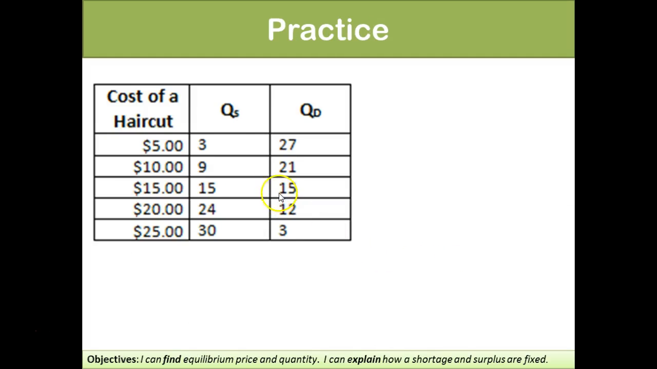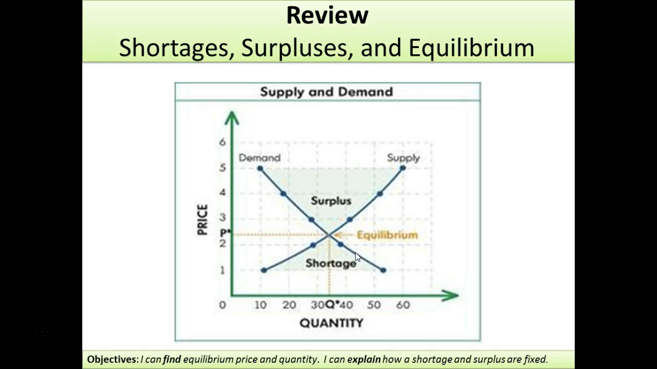For your practice exercise here, you're looking at quantity supplied and quantity demanded. That's going to create a shortage, by an amount of 24. And you have another shortage, then you have equilibrium, you have a surplus, and you have a surplus. You'll have something like this on your homework that you want to take a look at.